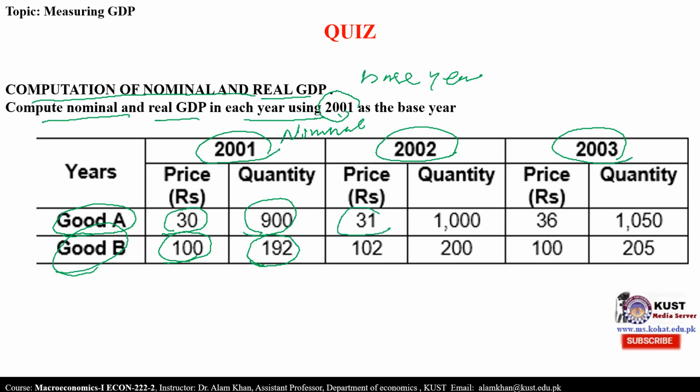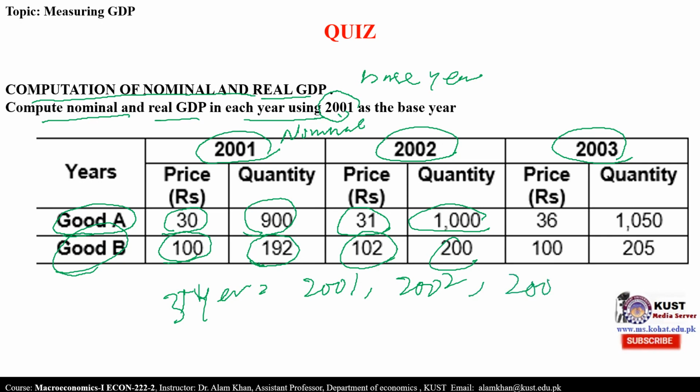Similarly, this is the price of good A in 2002, and this is the price of good B in 2002. This is the quantity. So there are 3 years: 2001, 2002, 2003. So nominal and real GDP will be calculated for that.